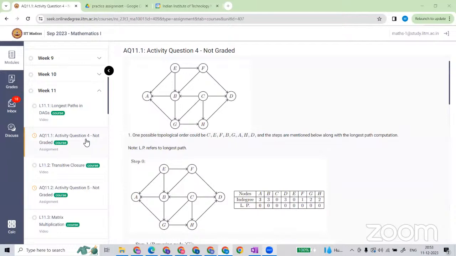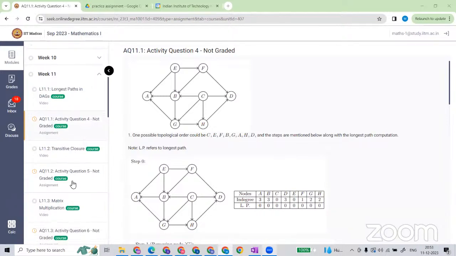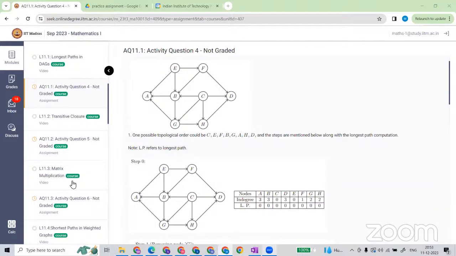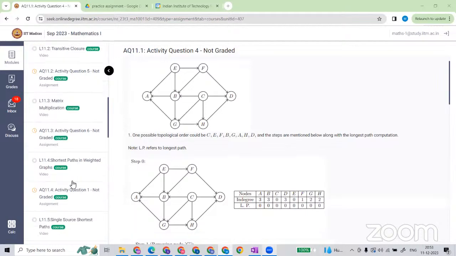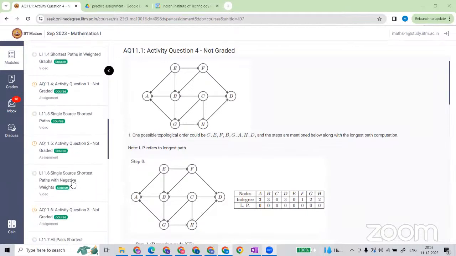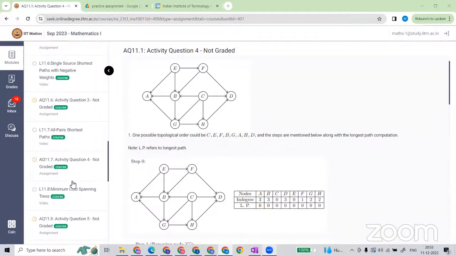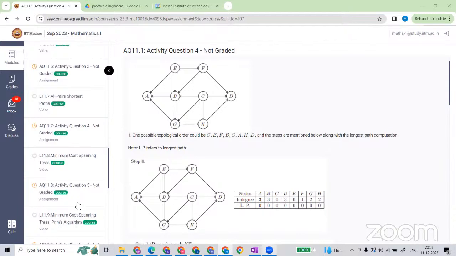Okay, so he has discussed the longest path. In Dijkstra's shortest path, the source method and the algorithm were discussed. So let me jump to this: minimum cost spanning tree, Prim's and Kruskal's algorithm.